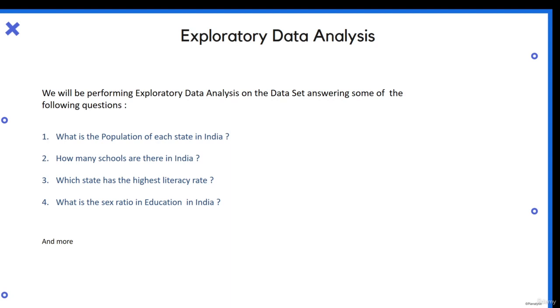By this you will come to know which state has the highest number of schools, what are the different private schools and government schools, and which state has the highest literacy rate. The state which has the highest number of schools will obviously have the highest literacy rate, of course. And what is the sex ratio in the schools, how many males are there, how many females are there, how many females are educated and not. Also we'll see the percentage contribution of the rural population and urban population to literacy.